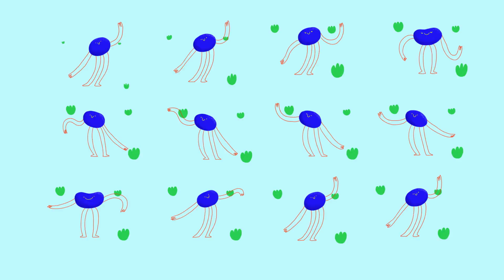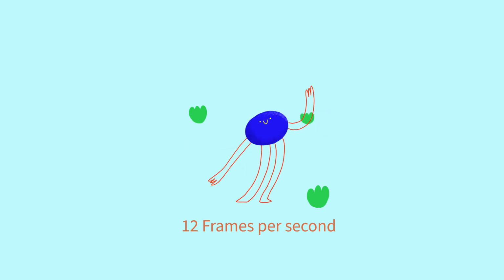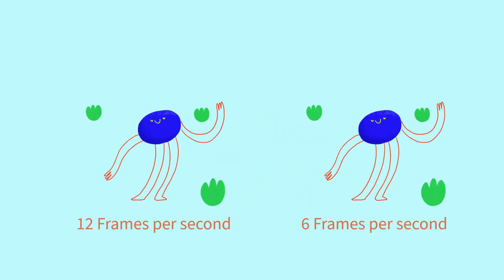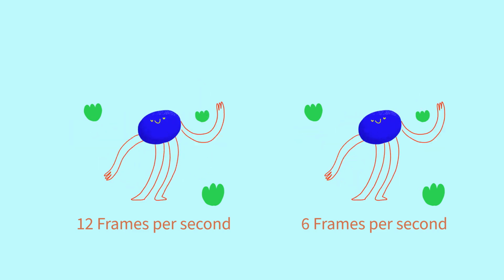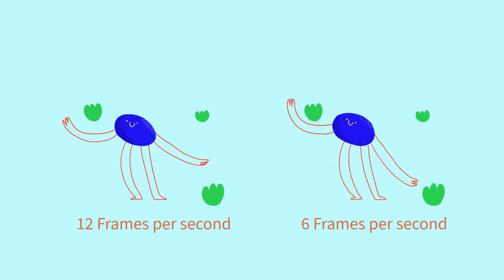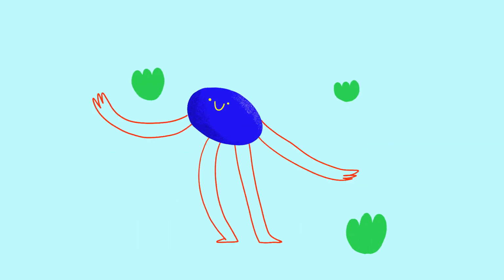For this project, I will animate 12 frames per second and dimensions will be 1080 by 1080. What does 12 frames per second mean? It means 12 frames of images make up 1 second. If you animate 6 frames per second, that means 6 frames make up 1 second. The more images you have, the smoother the animation will look. But I like 12 frames per second because I think it's very charming.